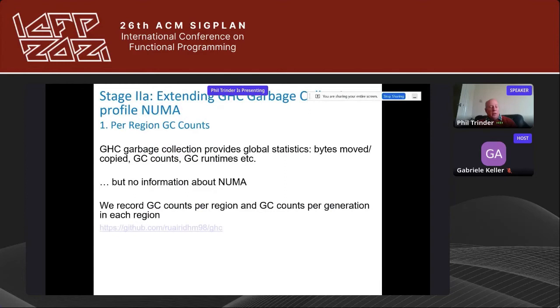The second thing we thought to do was to look at GHC garbage collection to understand how that impacts on NUMA. We are aware that various language implementations, in particular various JVMs, have used garbage collection as an opportunity to optimize NUMA.